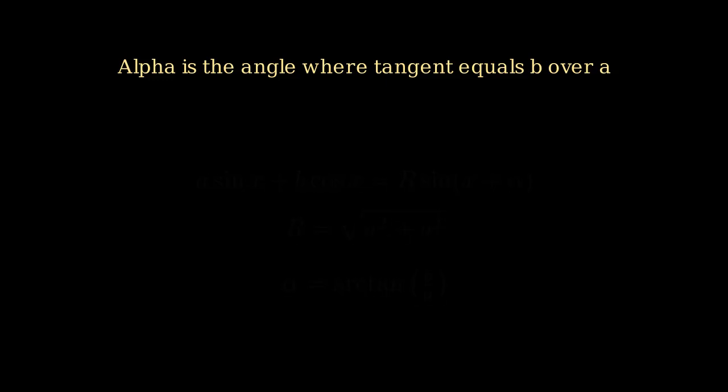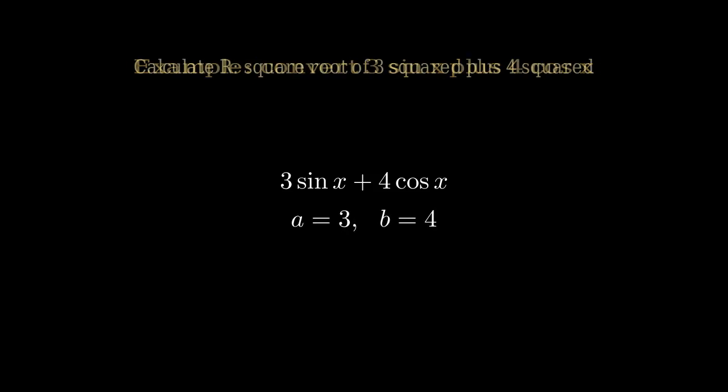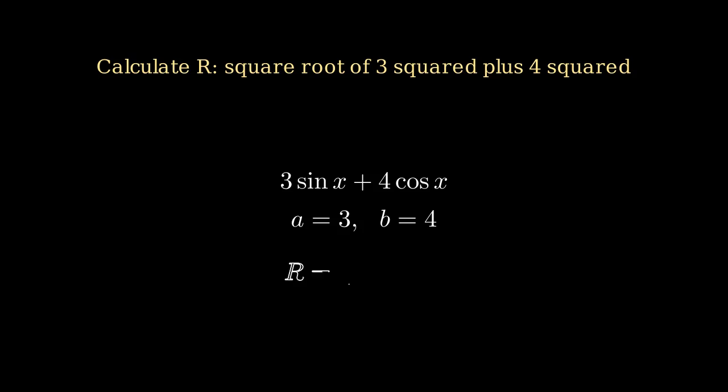Now let us apply this to a worked example. We will convert 3 sine x plus 4 cosine x into harmonic form. Here, a equals 3 and b equals 4. First we calculate r equals the square root of 3 squared plus 4 squared. That is the square root of 9 plus 16, which is the square root of 25, so r equals 5.